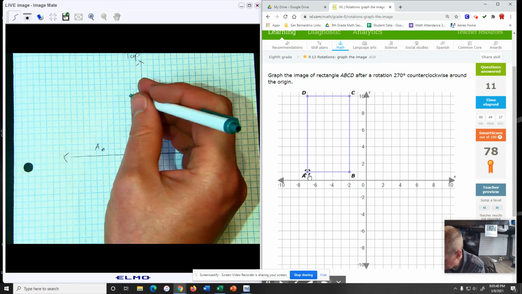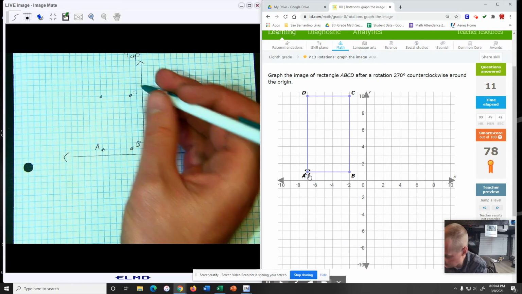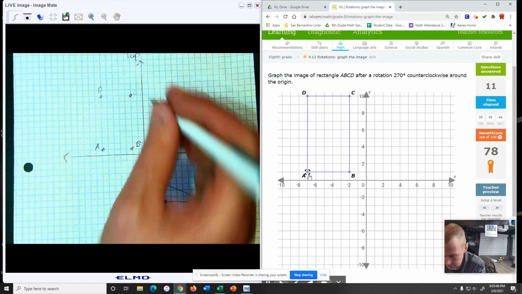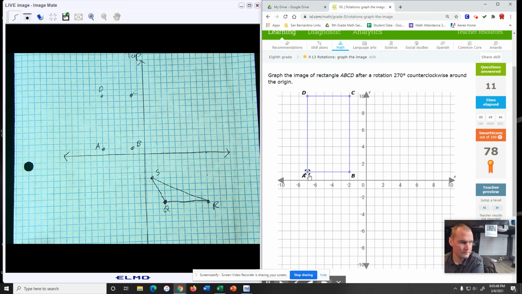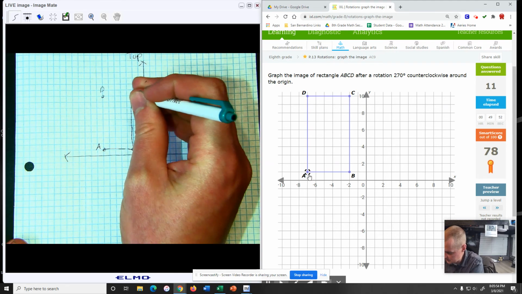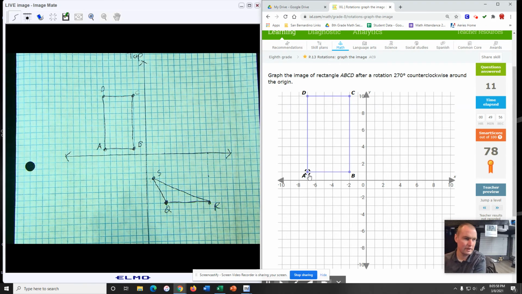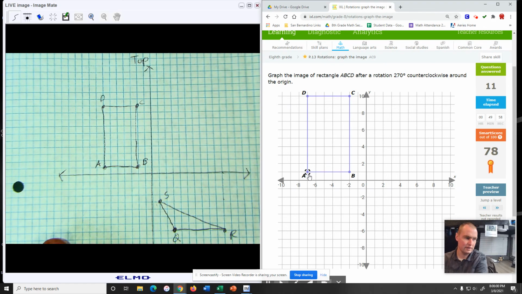And D, in order to make a rectangle, it needs to be parallel and perpendicular to A and C. So D's got to land right there. Connect them in order. A, B, C, D, and D connects to A. All right, nice.